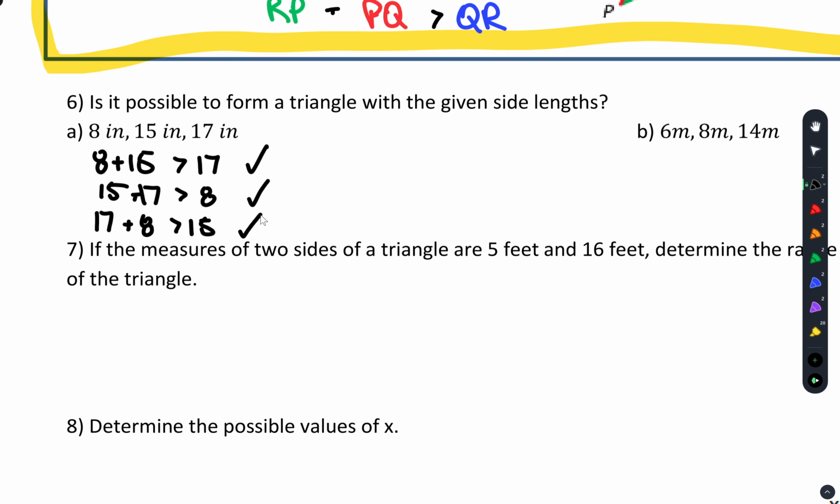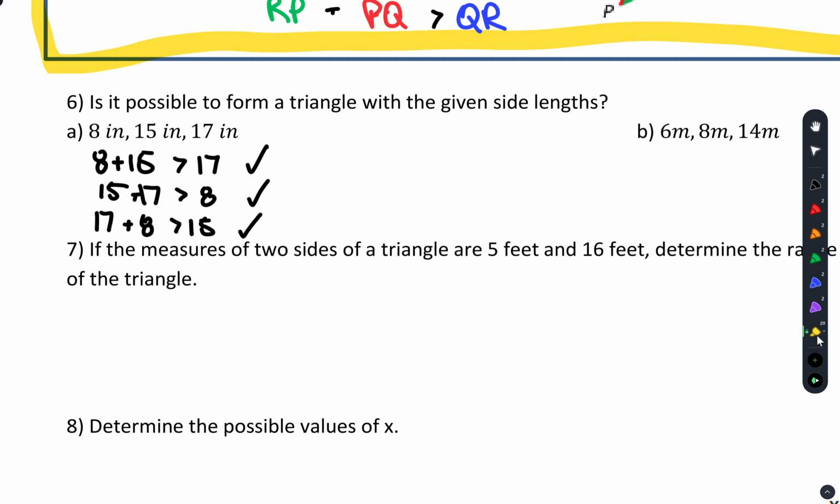I don't want to do that every time. What's a shortcut that I can use instead of plugging in all 3 different combinations every single time? Any ideas? I want to be able to test this in one step. I want to make sure that all of the sides, no matter what combination I pick, are going to be greater than the third side. Dahlia?